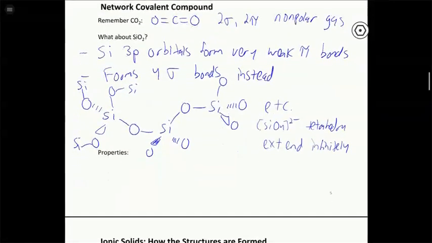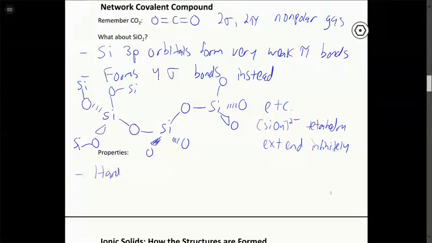So the differences are quite marked. So CO2, as we said, is a gas. It's a nonpolar gas. SiO2 is a hard, brittle solid. So it's hard, but it can be crushed under the right conditions. So that's what we mean by hard and brittle. They don't mean the opposite things.